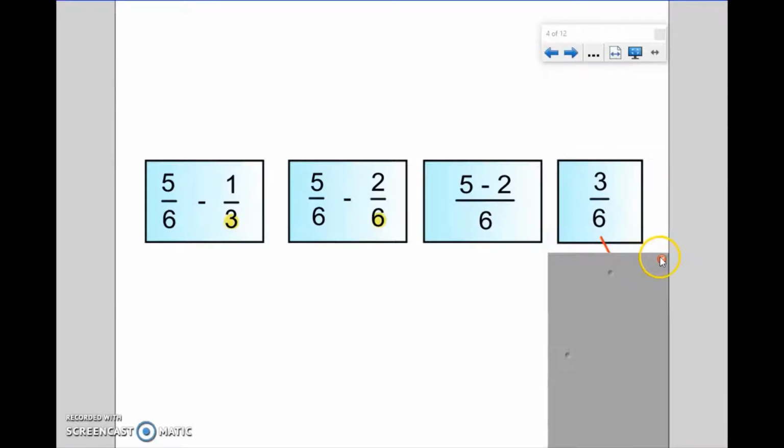3/6, and in this case, I could simplify my final answer down. Okay, so that's your process for adding and subtracting fractions. Basically, you're aiming for a common denominator and then going ahead and doing the calculation.